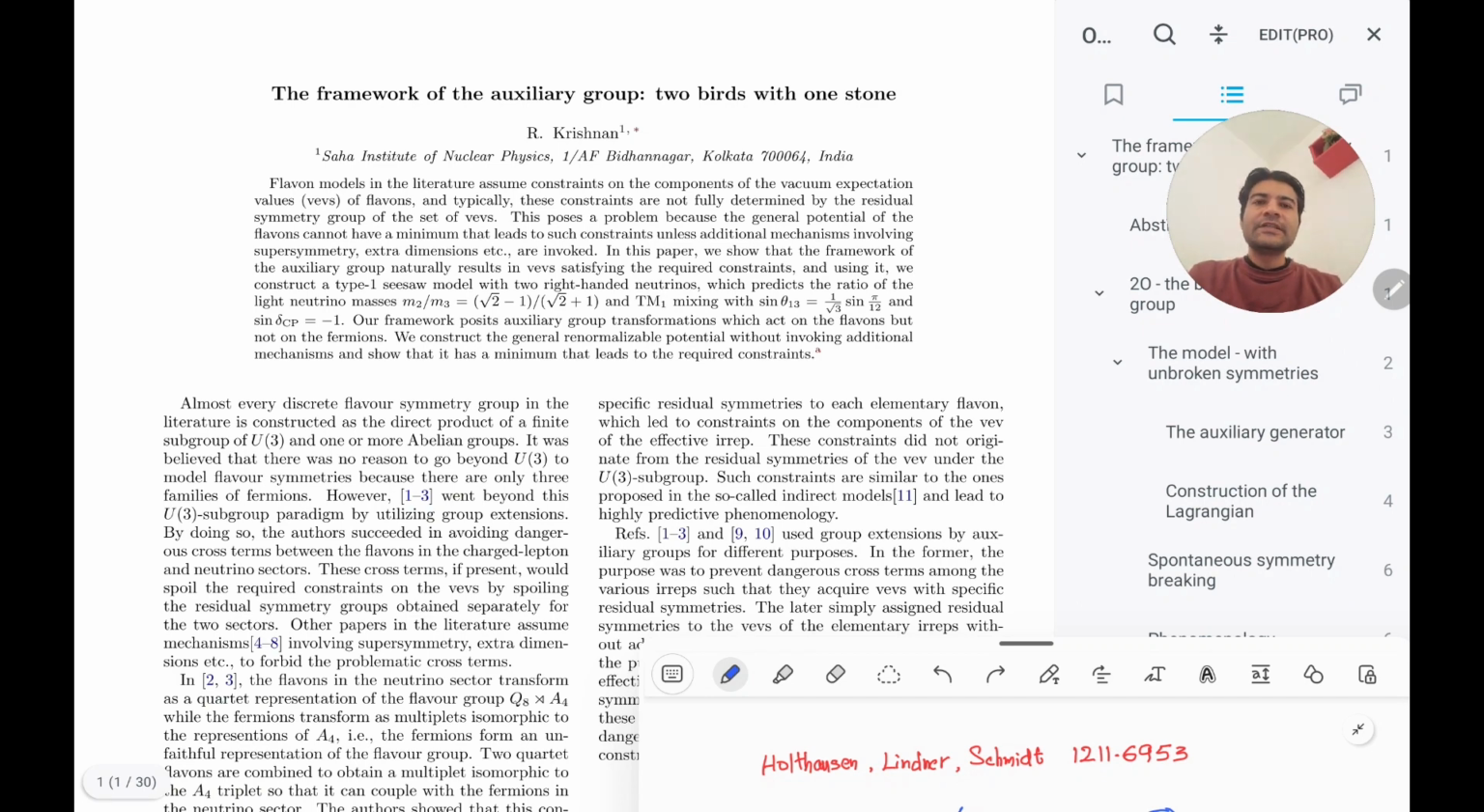The CP transformation defined in a consistent way is called the generalized CP. The generalized CP has been studied extensively in the literature. In this video, I will often use this paper by Holtersen, Littner, and Schmidt as the reference. In this paper, the authors studied generalized CP in a very comprehensive way.